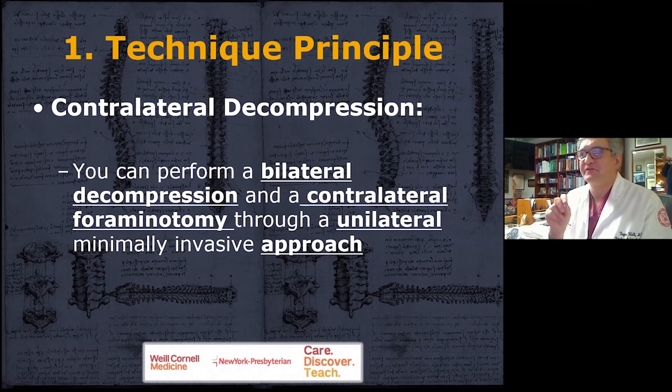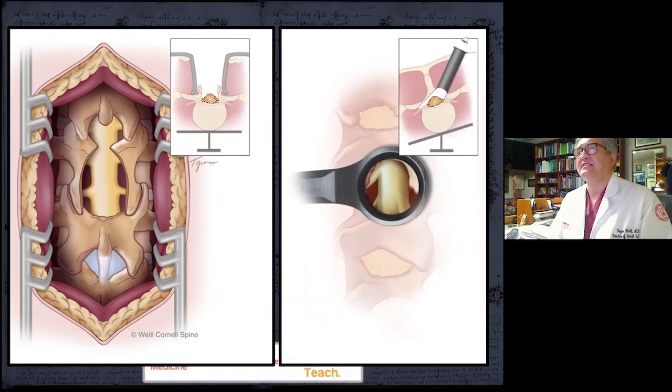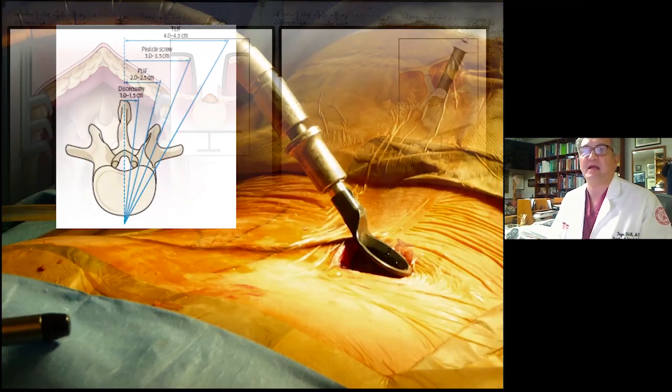So you can perform a bilateral decompression and a contralateral foraminotomy through a unilateral, minimally invasive approach. And this is really the summary. Instead of doing a big open incision and removing a lot of ligaments, a lot of the bone, you get a beautiful decompression, but you're running the risk of having an infection, of causing iatrogenic instability, blood loss, patients staying in the hospital longer. You can do the same decompression through a minimally invasive tubular approach, for example, where you come in a little bit in from the side and undercut and go over the top and get bilateral decompression.